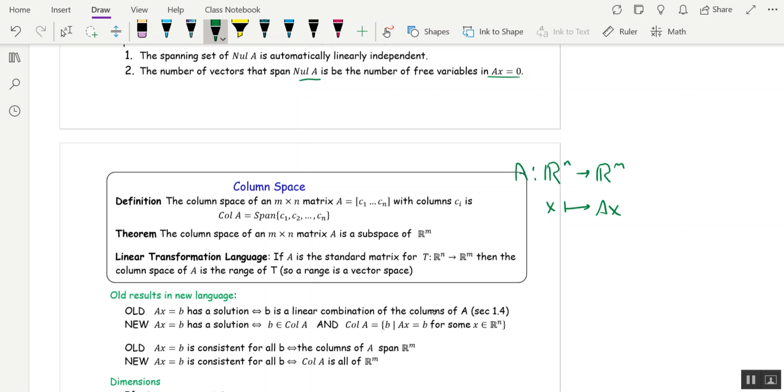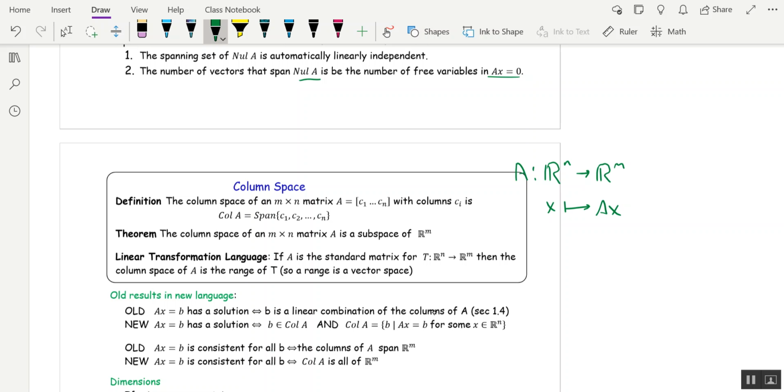So a couple things here. First of all, I know it's a subspace because it's the span of a set of vectors. And we saw last time that the span of a set of vectors is always a subspace. Second of all, why is it in Rm? Well, the columns live in Rm.